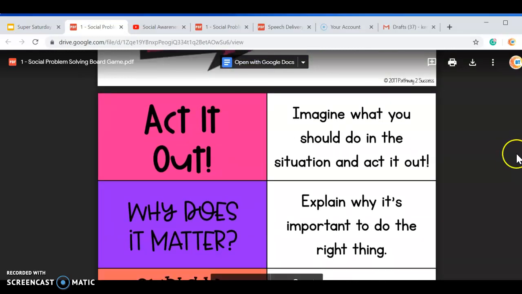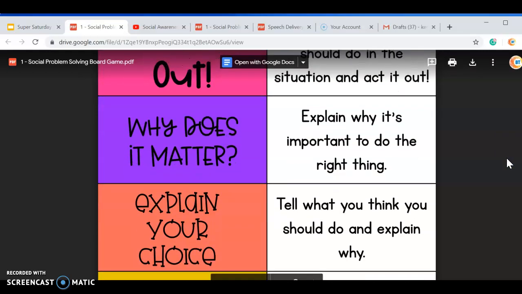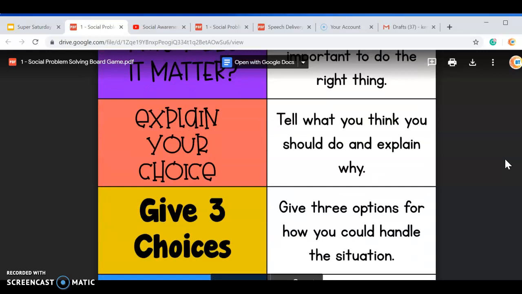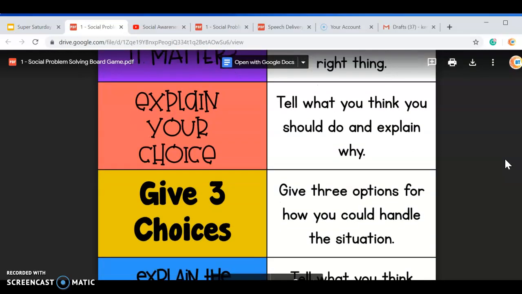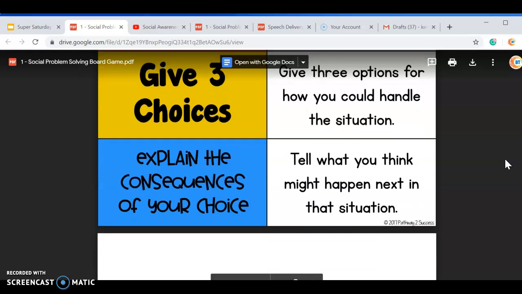If they land on why, when they spin the spinner, explain why it's important to do the right thing. If they land on explain your choice, when they spin the spinner, they're going to tell what they think they should do and explain why. If they land on give 3 choices, they're going to give 3 options for how they could handle the situation. If they land on explain the consequences of your choice, tell me what you think might happen next in that situation.